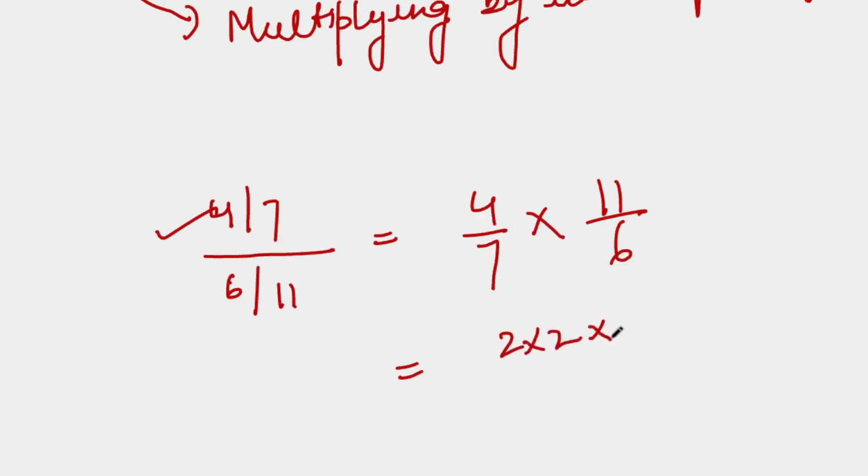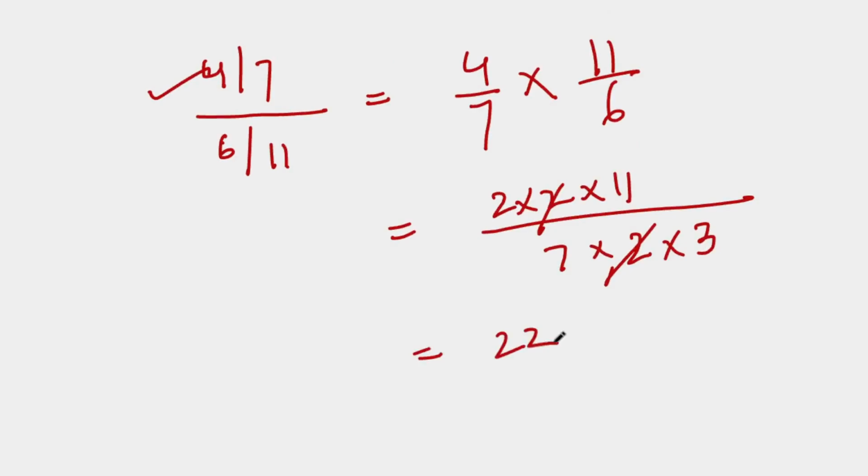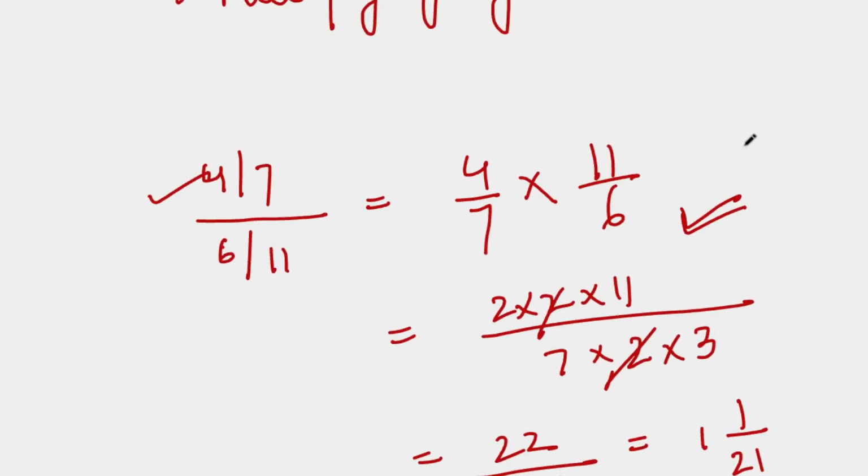Now here we can simplify again. 4 can be written as 2 times 2 and 6 can be written as 2 times 3. Cancelling out the 2 which is common in the numerator and denominator, we get 22 by 21. Alright. And further it can be written as a mixed fraction. Okay. So that is why we do the flipping, and this is very important to understand. How to do it is very important, but why we do it is equally important.